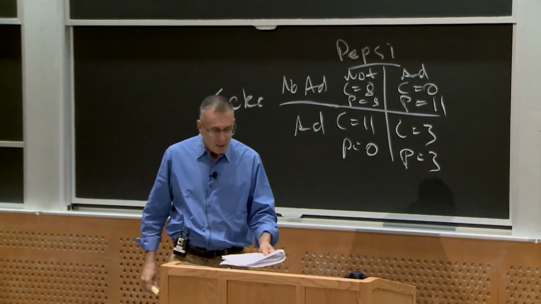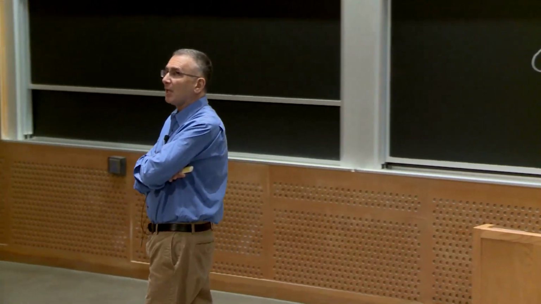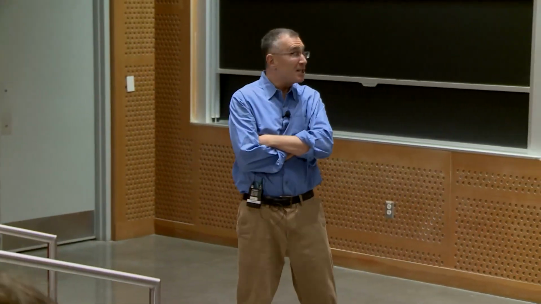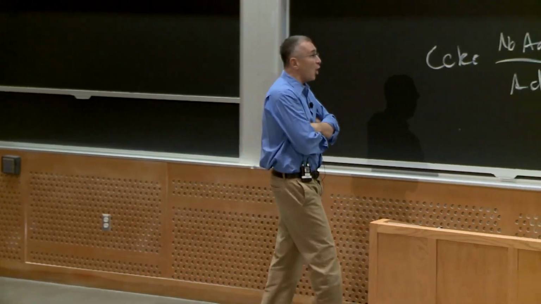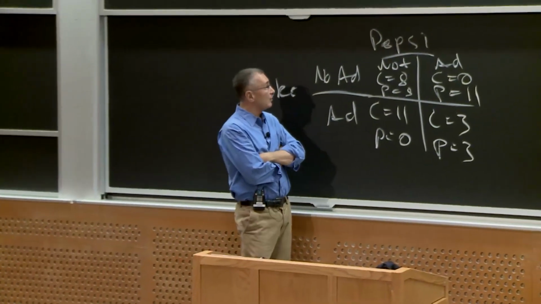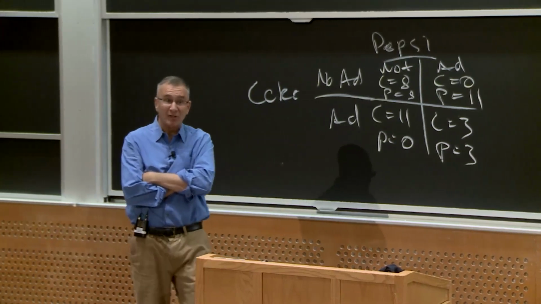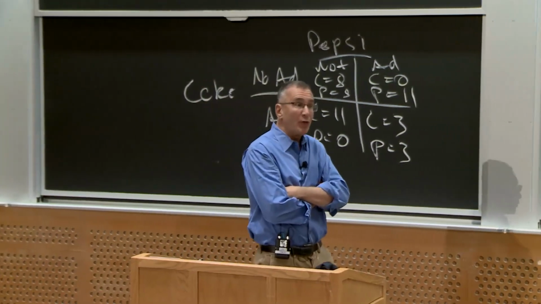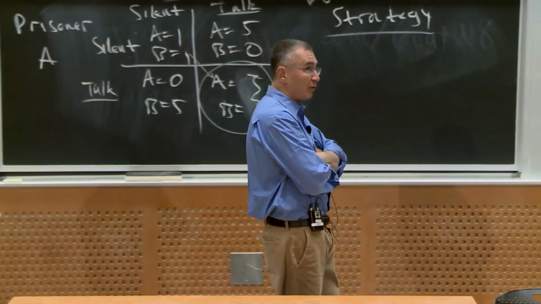So once again, the dominant cooperative strategy is they both don't advertise. But the dominant non-cooperative strategy in each case is to advertise. Coke is always better off if it advertises than if it doesn't. Pepsi's always better off if it advertises than if it doesn't. So they'll both advertise, and you'll end up with both parties being worse off, when they could have just agreed not to advertise.